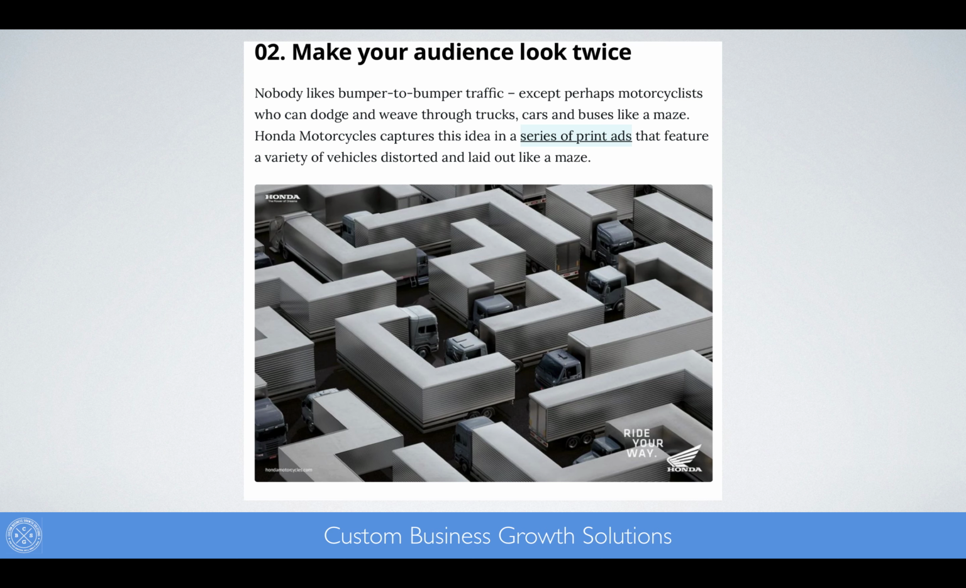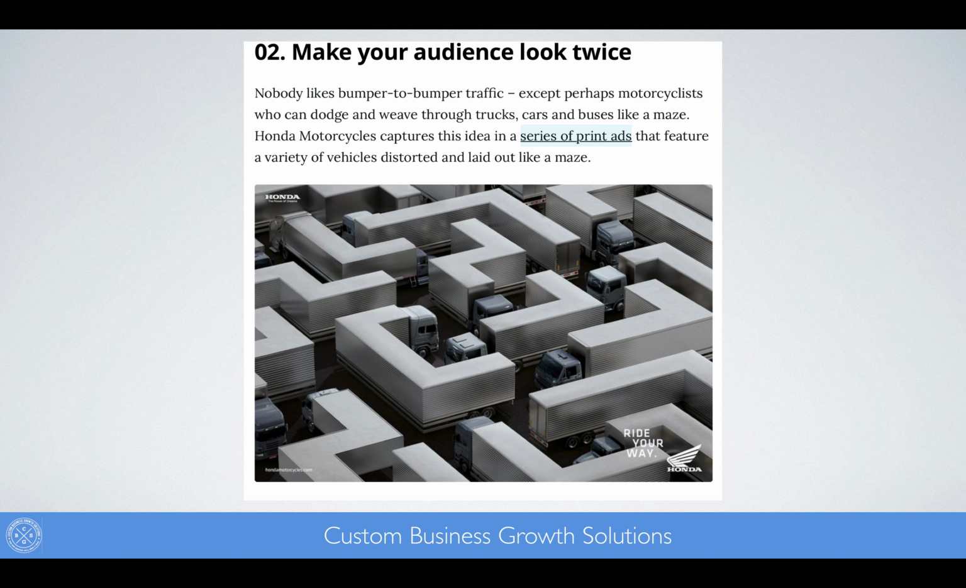This is their second one. So they're saying, make your audience look twice. So this is an ad by Honda motorcycles. And evidently we're supposed to figure out that all these semis are in a maze because traffic is like a maze and a motorcycle lets you navigate that maze.